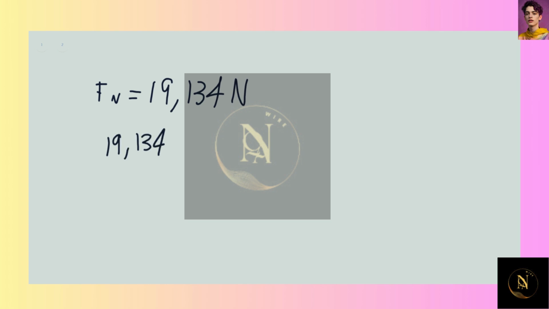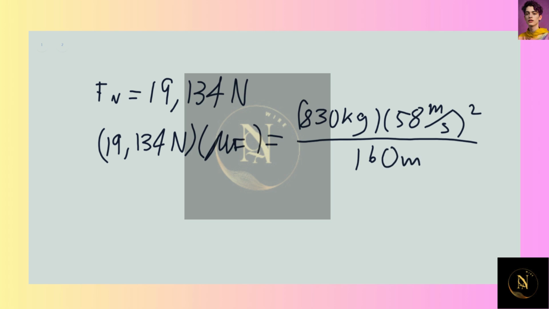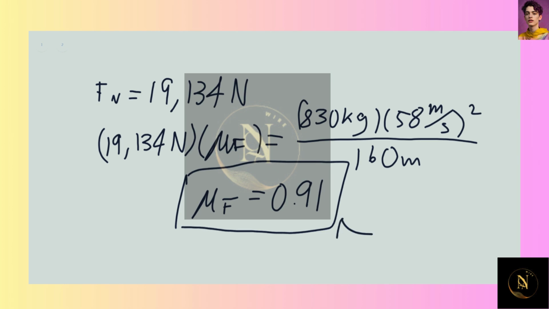Now, we can plug into our equation for the centripetal force, and we can solve. So that normal force that we just found, multiplied by our coefficient that we're looking for, is equal to mv squared over r. We know m. It's 830 kilograms. And we know our velocity, 58 meters per second. Square that, and we're dividing by our radius, which is 160 meters. When we solve for the coefficient of static friction with our calculator, we find that it is equal to 0.91. And since it's a coefficient, it doesn't have units. And that is our answer to part A.